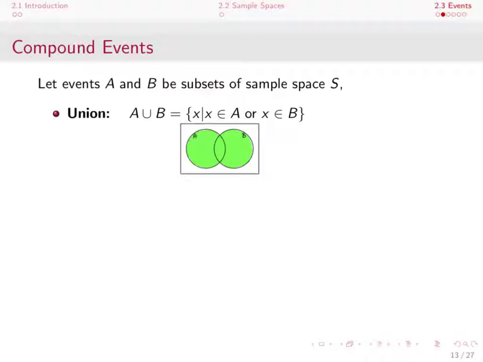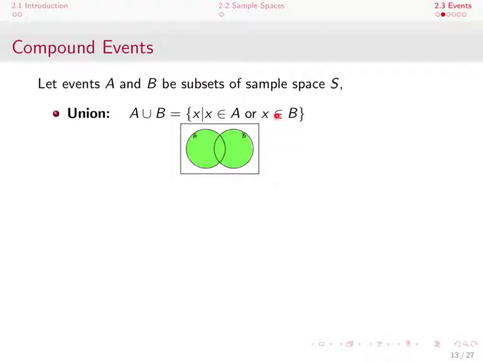Now let's define some new events. These will be considered compound events because they're based on other events. Say we have events A and B, which are subsets of the sample space S. We can define a new event to be the union of A and B. And this is the case where we take all of those elements in A and all of those elements of B, and we sort of toss them together in one big pot. So the union of A and B is the set of all x values where x is either in A or in B, or potentially both.